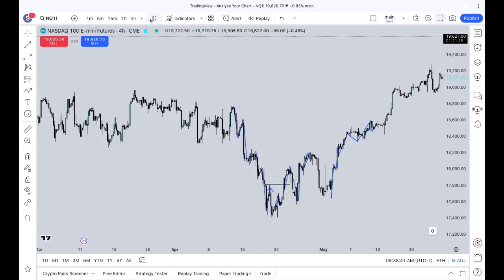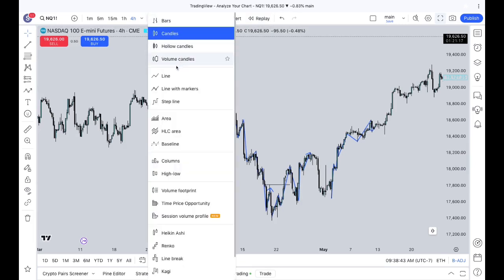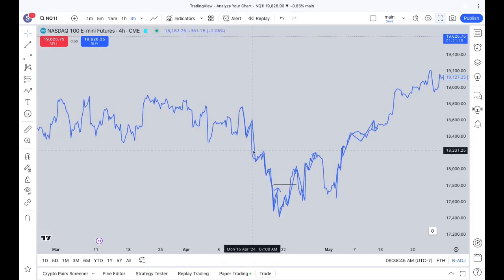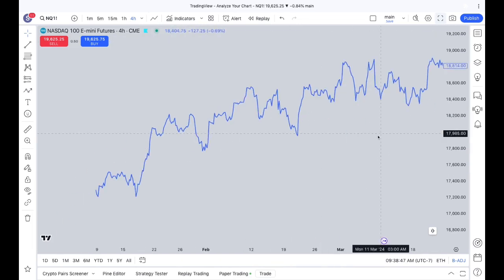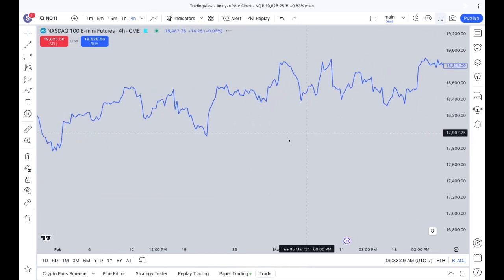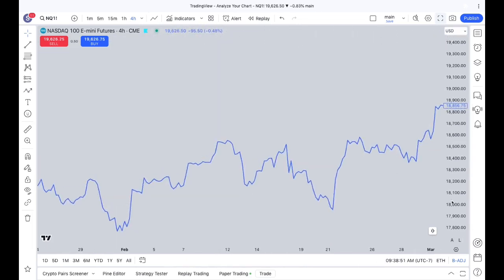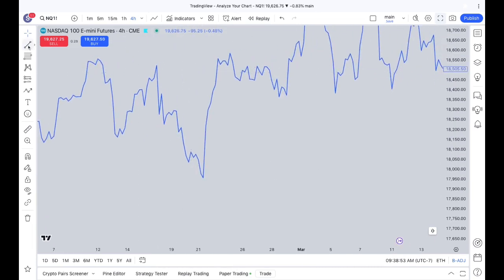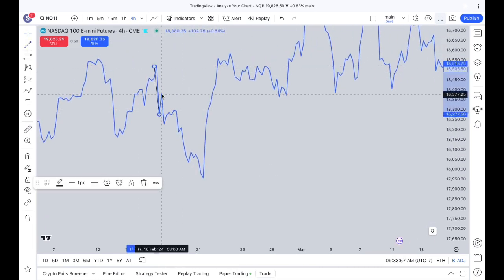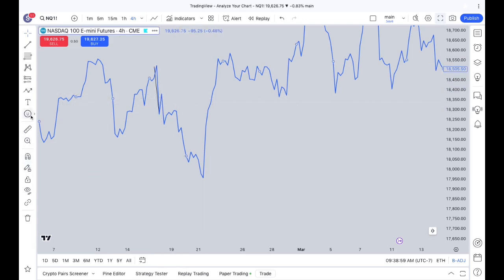You can also go on to the line chart right here, and you can just kind of see on here what I'm talking about. Like right here, it'd be easier to spot. So basically, you mark this out like a high, and you get a lower low. So here you have a high, and then you have a lower low, lower high, lower low, lower high, lower low, lower high, lower low, lower high, lower low.